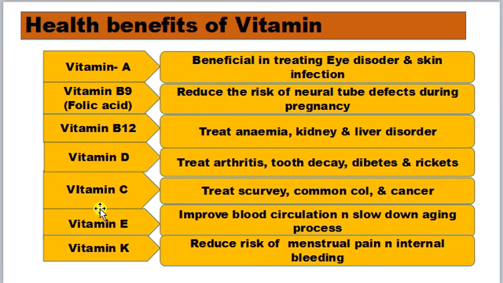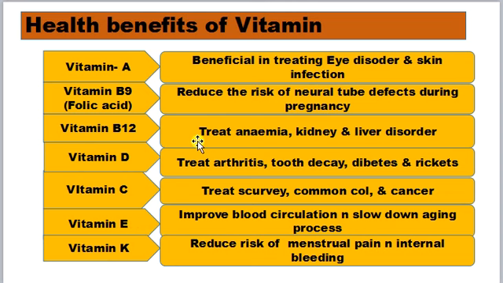Now move on to vitamin E. It is very much essential for the fertility of human beings, and it improves blood circulation and slows down the aging process. Now vitamin K is very much required for the clotting of blood. It is an important factor for the formation of clotting proteins. So without this, clotting cannot happen. So it reduces the risk of menstrual pain and internal bleeding. So this is all about the health benefits of vitamins.